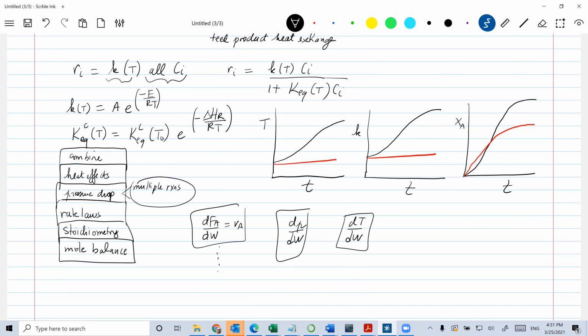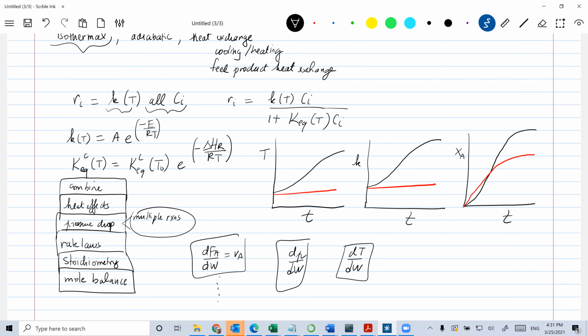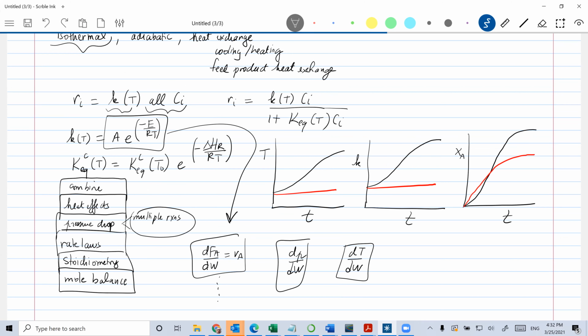The reaction rates, as you can see, vary very strongly with temperature. So you're going to have to put this in your mole balance, right? Yeah, these are the two things really. So what are we going to do in this chapter?